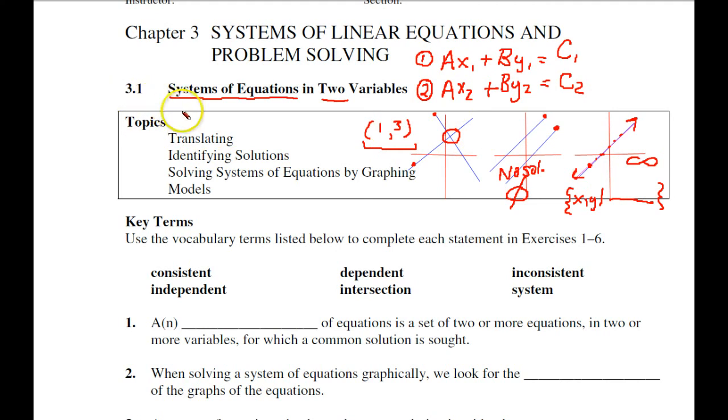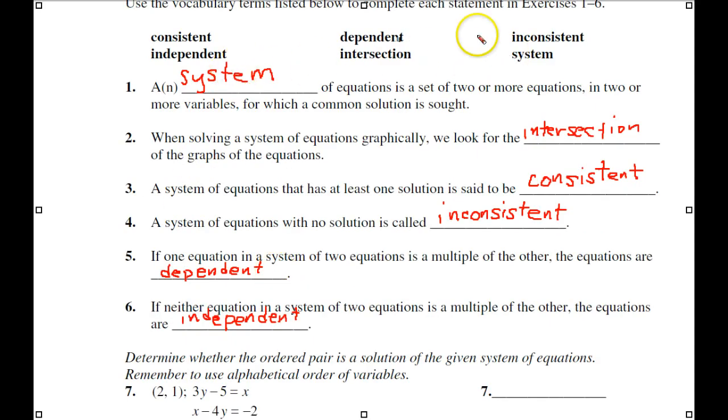So we've done the lesson. Now let's take a look at the vocabulary. I'll pause it and then we'll see what you get. Now we had covered these words through examples, but now the vocabulary. So a system of equations is a set of two or more equations in which two or more variables for which a common solution is sought. So we had three cases: one solution, no solutions, infinite number of solutions.